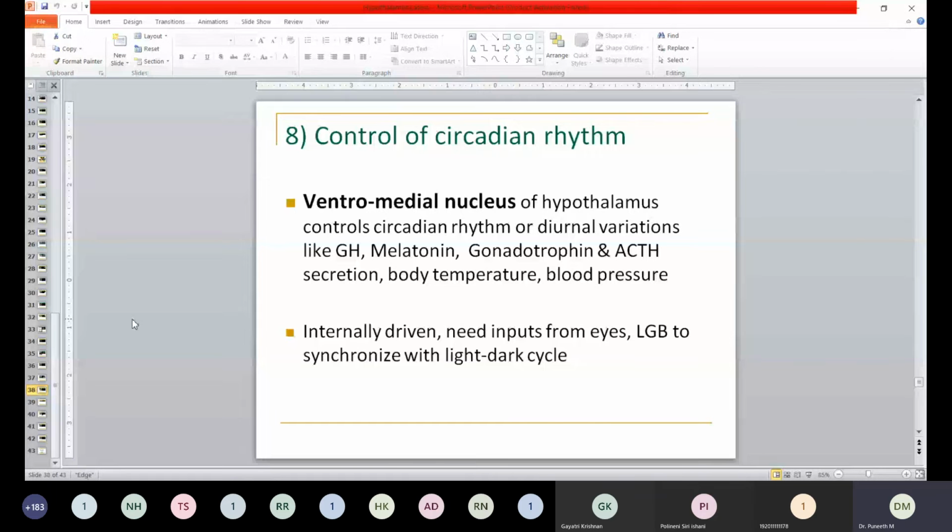Absence of input will help the hypothalamus to recognize which part of the day it is. Based on that, the hormone secretion or the body temperature, everything will change. That is called circadian rhythm. It is internally driven, but it needs input from the eyes and lateral geniculate body, mainly to synchronize with the light and dark cycle.